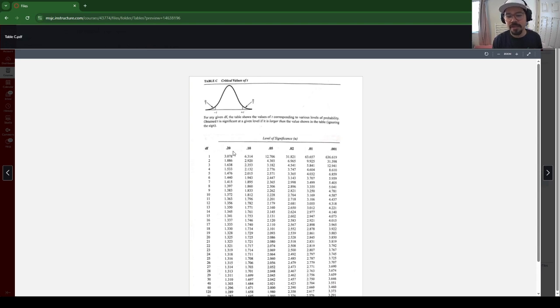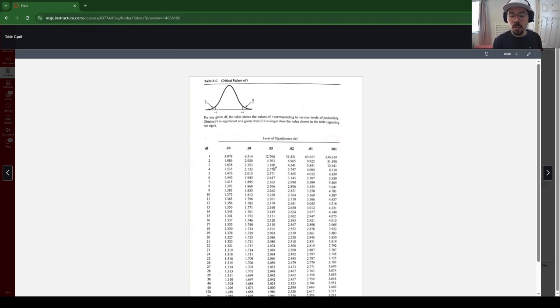In order to navigate this, we're going to use this first column identified as degrees of freedom. And we're also going to use this fourth column here identified as 0.05. Each of these columns underneath this bar that says level of significance, those relate to different alpha levels. So this is saying that we can look at alpha levels for 0.20, 0.10, 0.05, 0.02, 0.01, and 0.001. For our class, we're focused on either 0.05 or 0.01. For this problem specifically, we're only focused on 0.05.